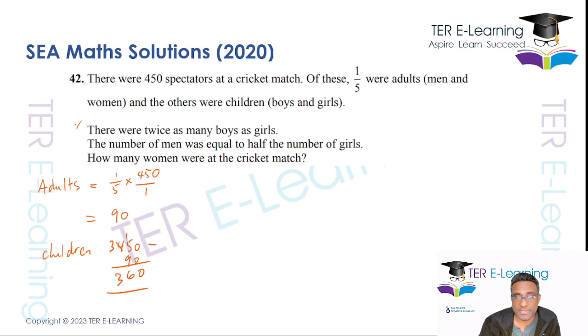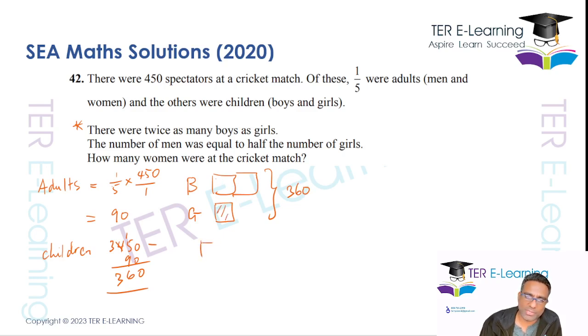Now they tell us that there were twice as many boys as girls. So, boys, girls, twice as many boys as girls. If this represents girls, boys will be twice as large. That's boys there. The total number of boys and girls is 360. That's the children. So you can figure out what each of these boxes represents.